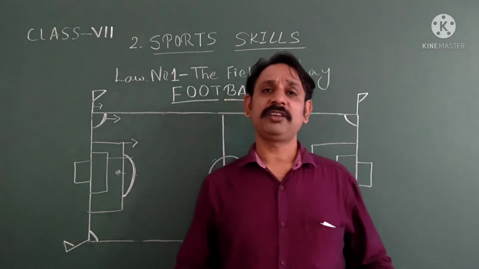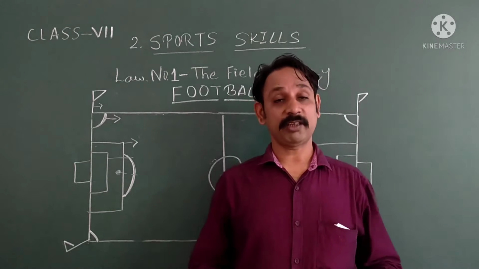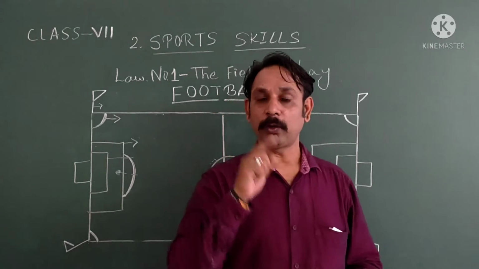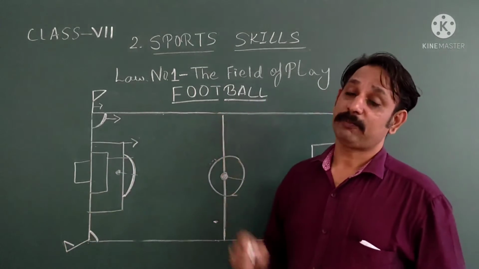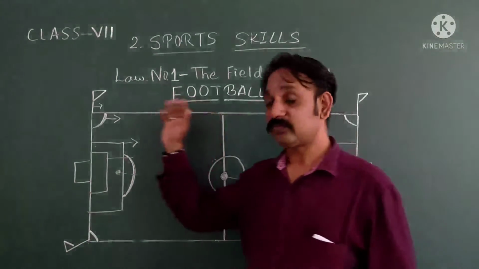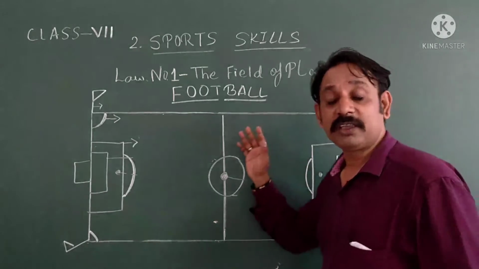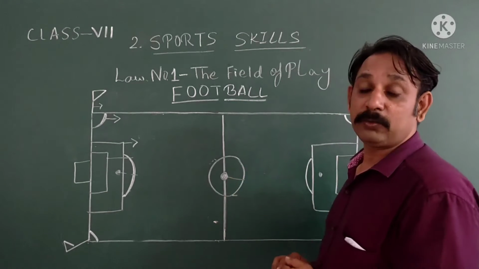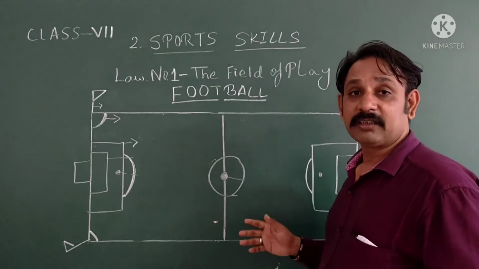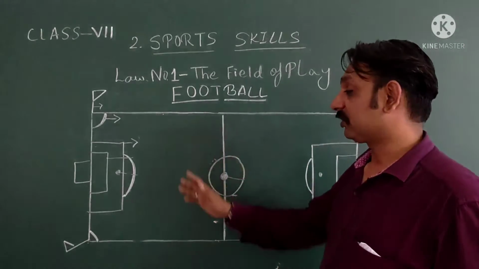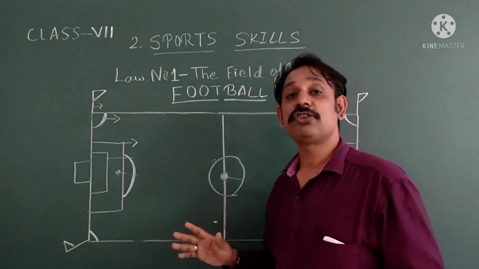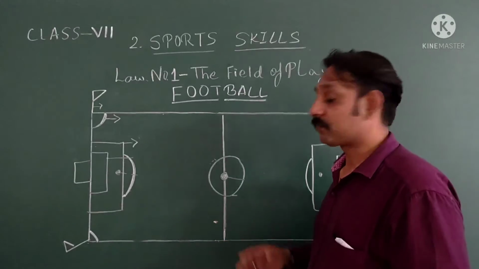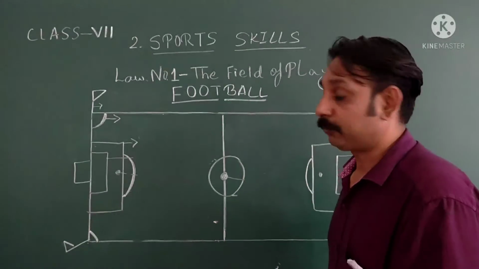As you know very well, different games have their own rules and regulations. So in football today we are going to study law number 1, that is rule number 1, the field of play. As you can see, this is the ground. In the field of play you will come to know the ground: what is the shape of the ground, the length, breadth, the different parts, and the measurement, the entire dimension of the football field. So children, let us begin with law number 1 in football.